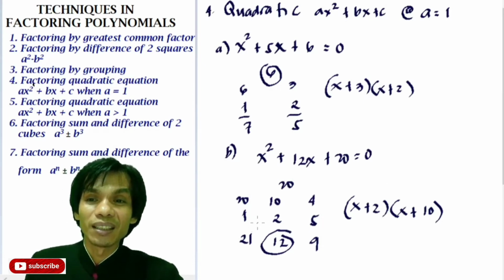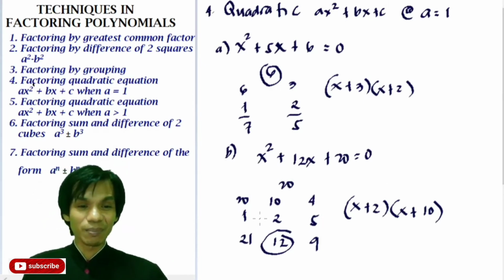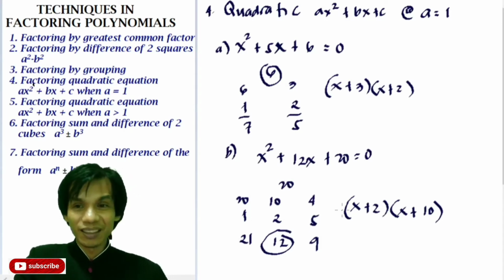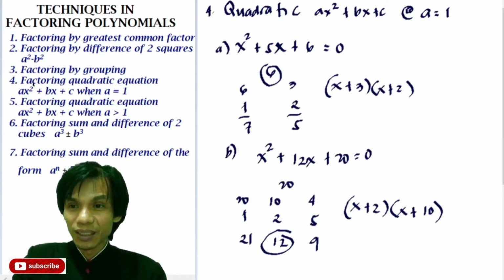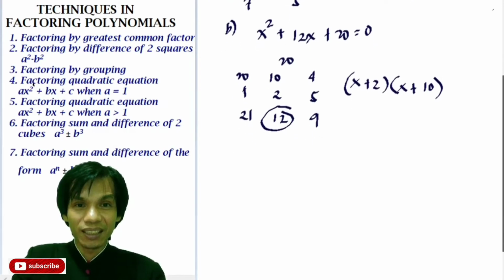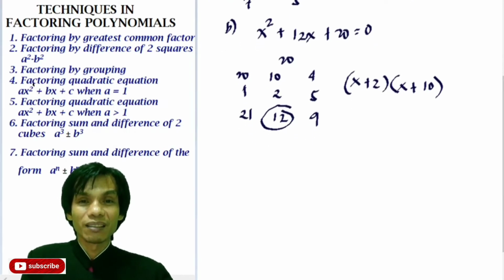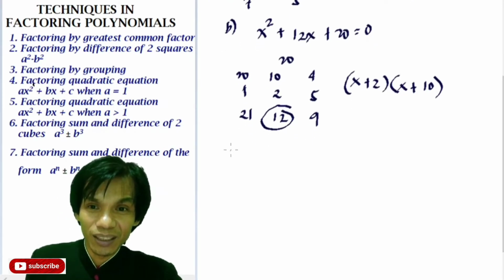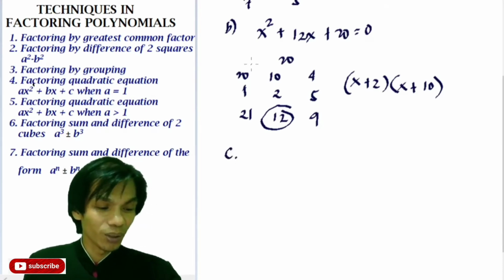Maliwanag na. Gusto nyo pa ng isa? Sige, isa pa. Kuha pa tayo ng isa. I-adjust lang natin yung ating writing pad. Letter C, pangatlo.